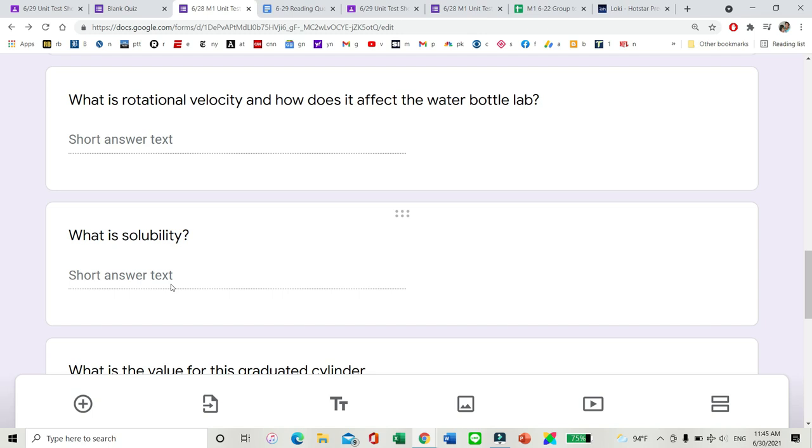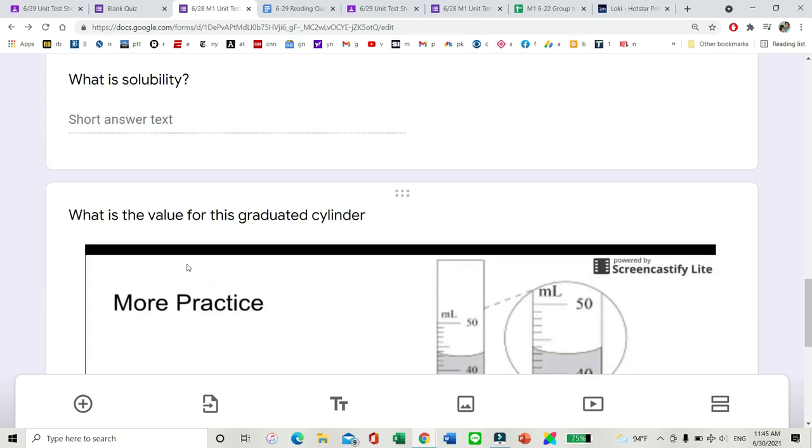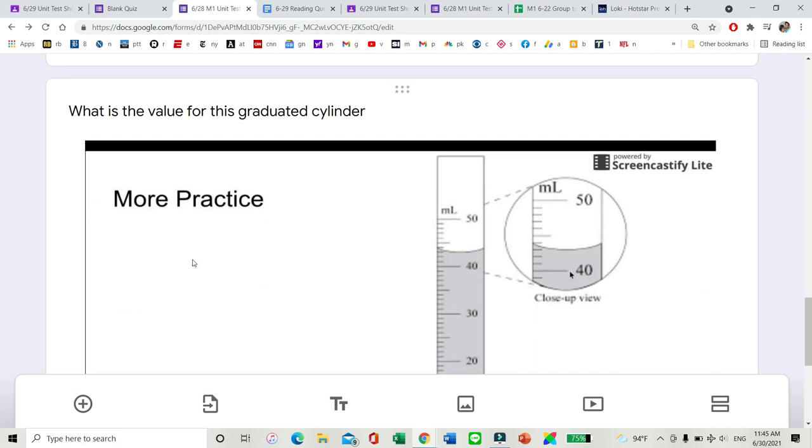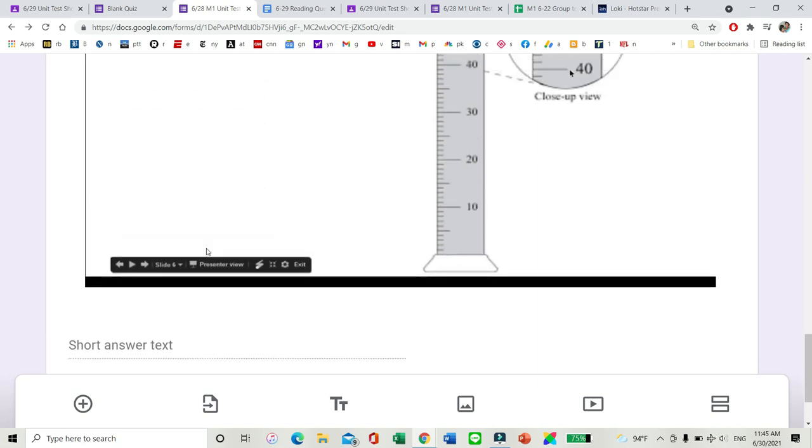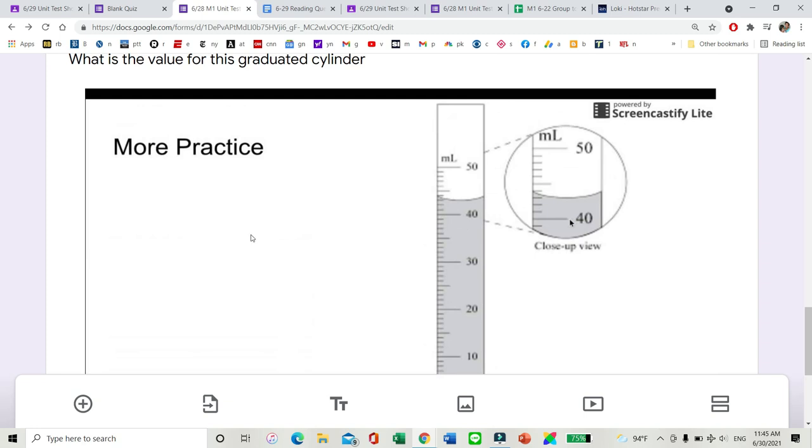Solubility is the ability of something to dissolve, a solid to dissolve in the liquid, and the volume of this graduated cylinder should be approximately 44 centimeters. I accepted anything close to 44 centimeters.